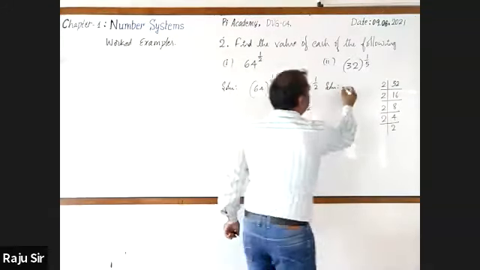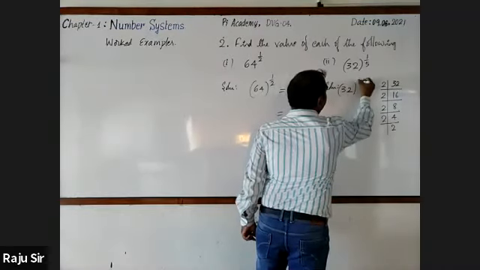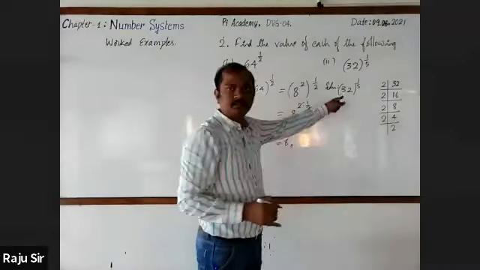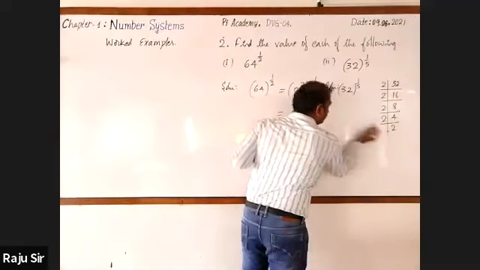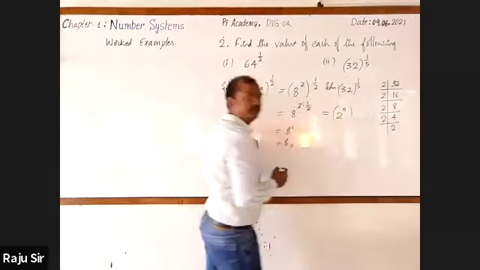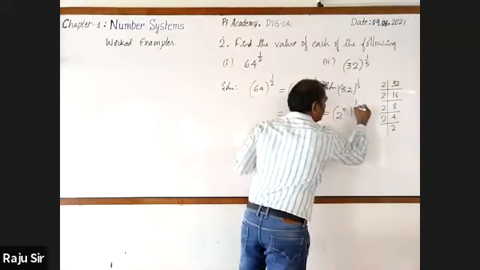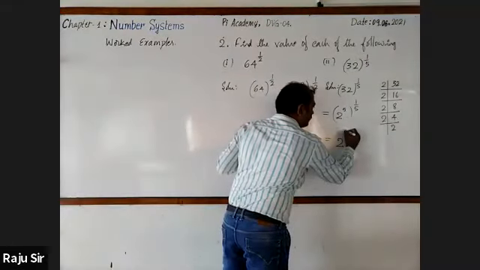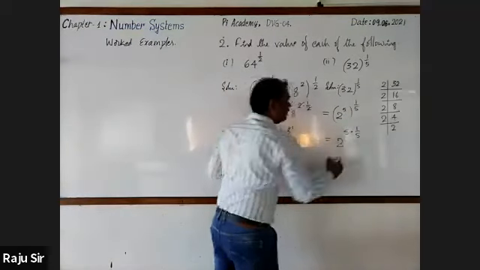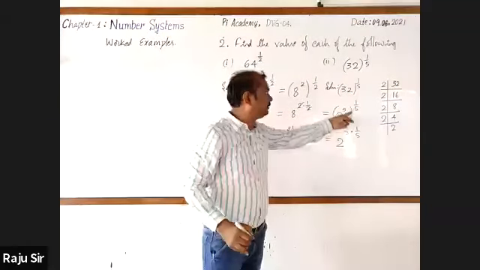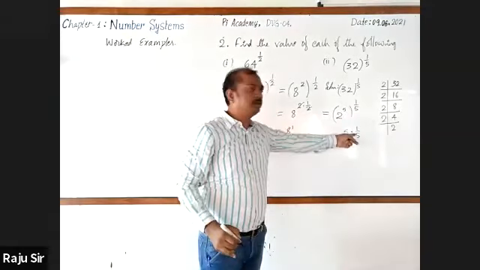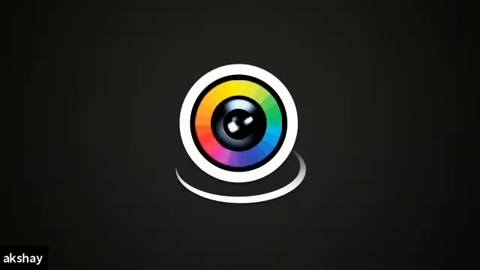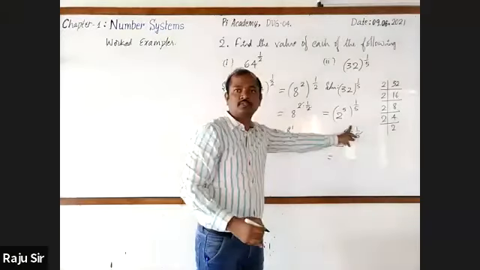Don't copy, just observe. I'll give you time for writing. Here, 32 raised to the power 1 by 5: in place of 32, I'll write 2 raised to the power 5, all raised to the power 1 by 5. This is equal to 2 raised to the power 5 into 1 by 5, because it is of the form a raised to the power m, all raised to the power n, which is a raised to the power m into n. Now 5 and 5 get cancelled. This is 2 raised to the power 1, which is 2. Copy this.